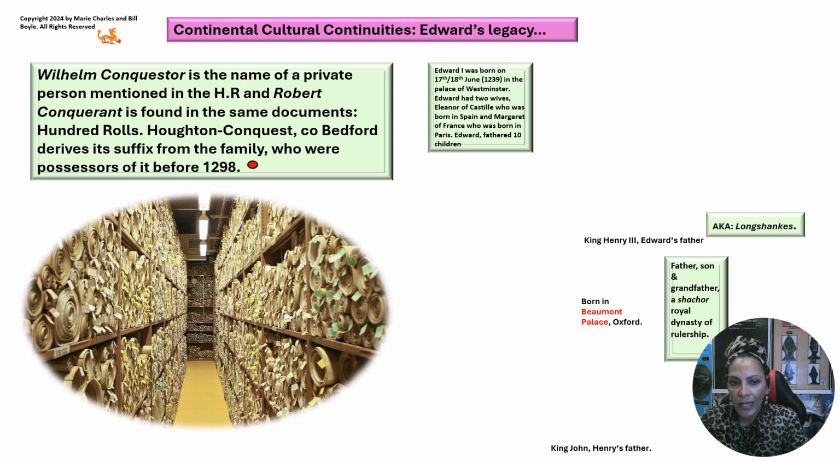And so we find the name Conquestor as a derivative of Conqueror or Conquerant. We find Wilhelm Conquestor is the name of a private person mentioned in the HR. Now, the HR are the Hundred Rolls, a very important document that I will elaborate on. And Robert Conquerant is found in the same documents, the Hundred Rolls.